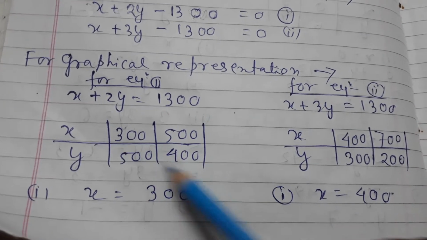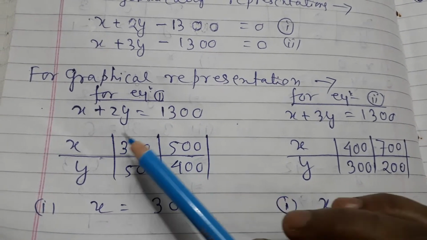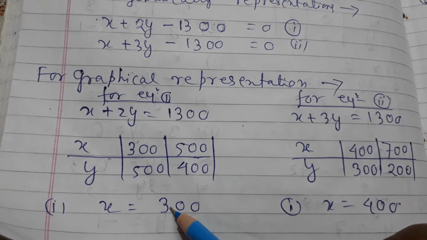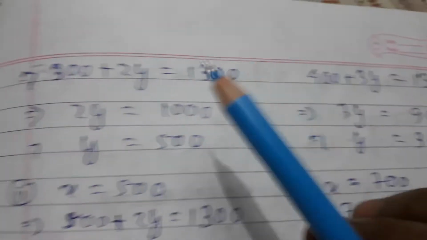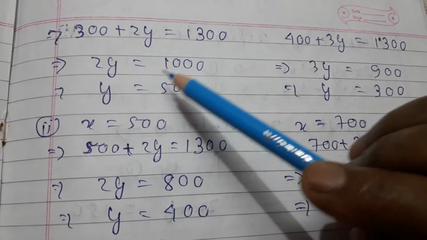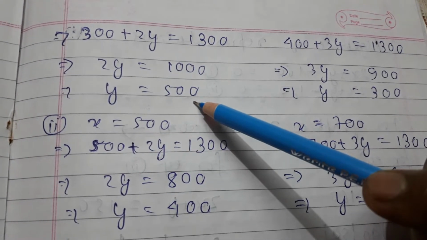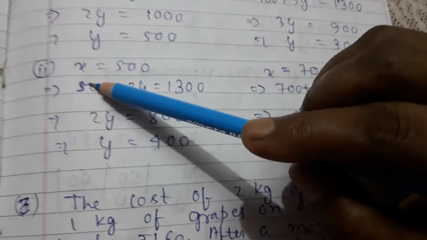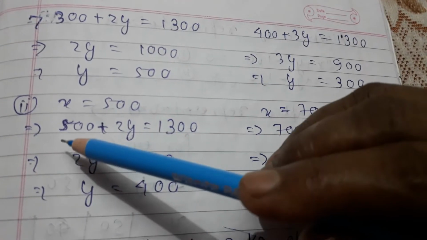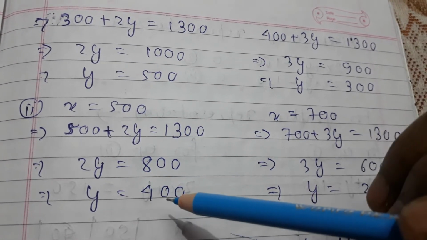So now make a table of x and y, and take a value of x, from which you find the value of y. I have taken x equal to 300. Now put the value: 300 plus 2y equals 1300. So 2y equals 1000, because 1300 minus 300, and y equals 500. And next I have taken x equal to 500. So 500 plus 2y equals 1300, so 2y equals 800, that is 1300 minus 500, and y equals 400.